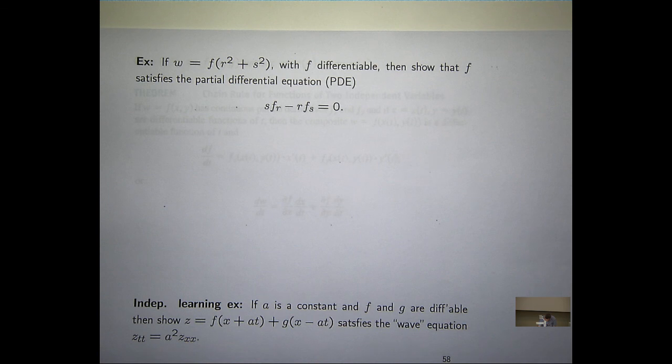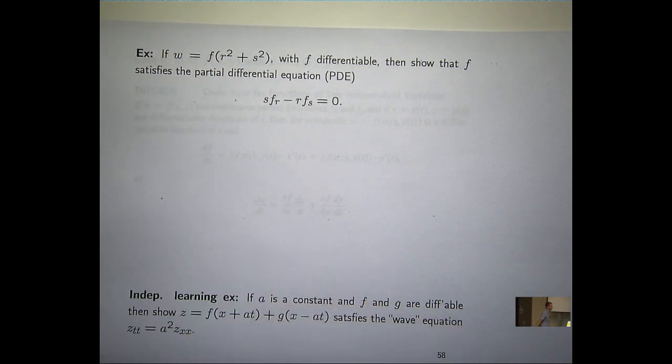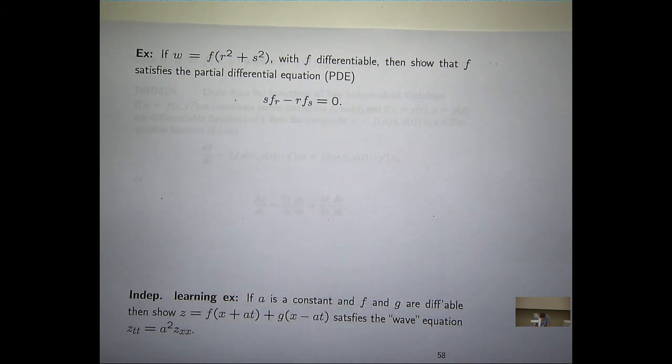Let's do an example. All right, here's a function, f. We don't know what f is. All we know is that f has some sort of dependence on r and s in the following way. Now, we're assuming that f is differentiable, then show that f satisfies this PDE. Remember, a partial differential equation is just an equation involving partial derivatives.